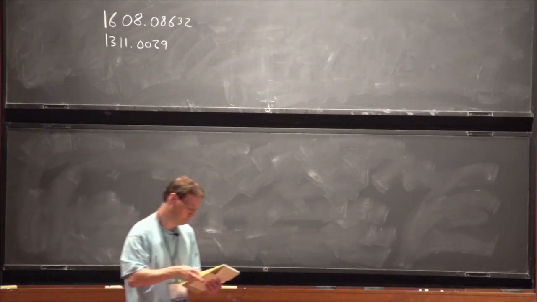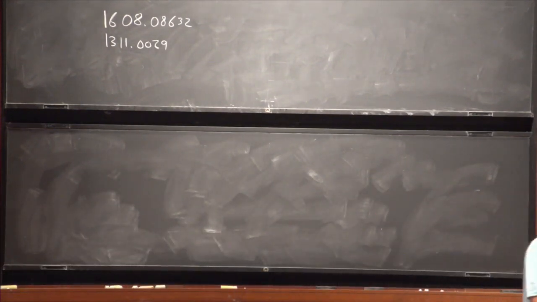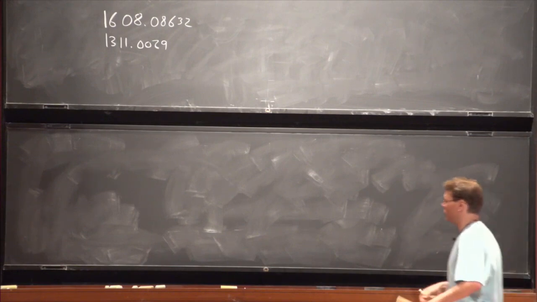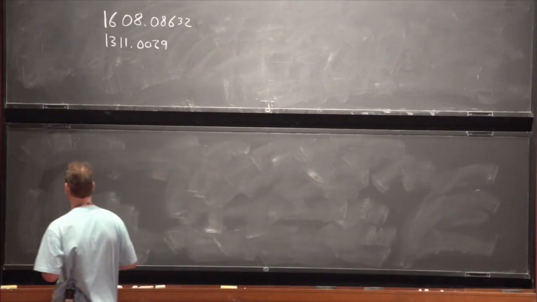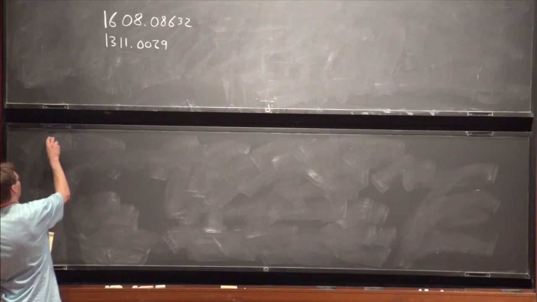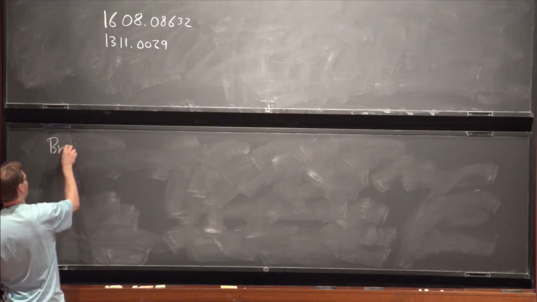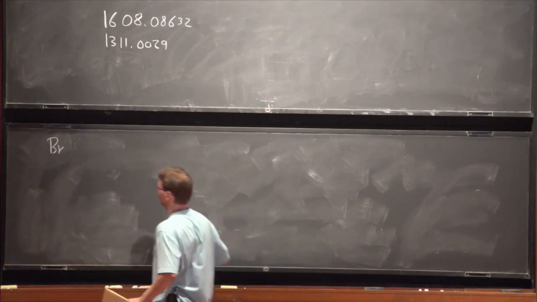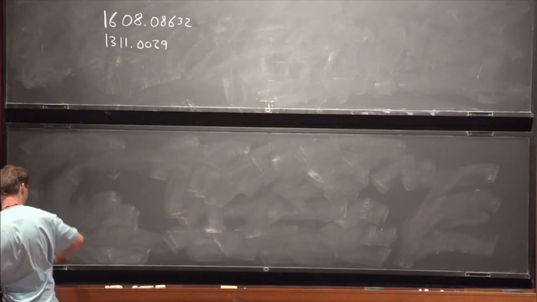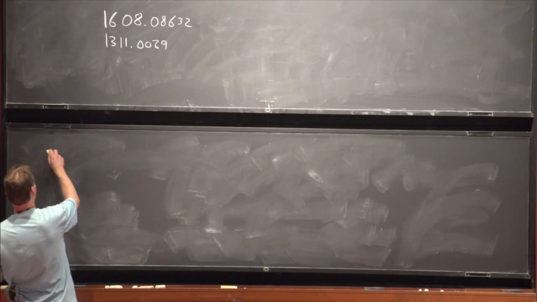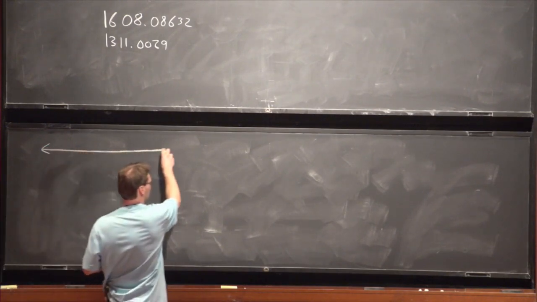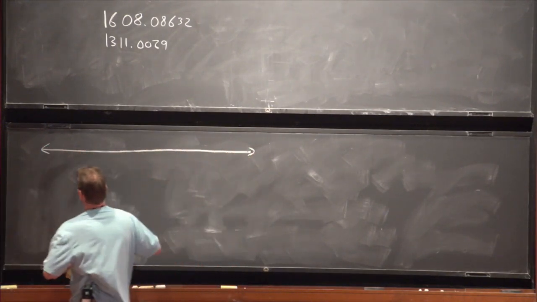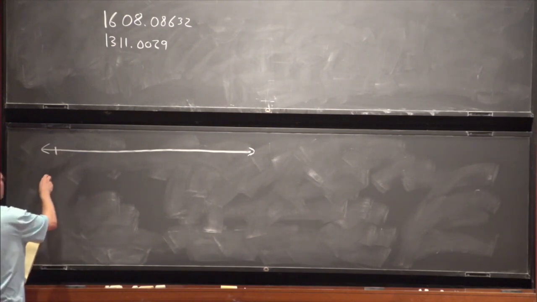Okay, so what I want to do to begin is quickly give a brief review of the dark matter landscape. Last week you heard a little bit about a big picture overview, but I think it's good to just begin again with that. So if we have a mass axis and we ask, where could dark matter lie?